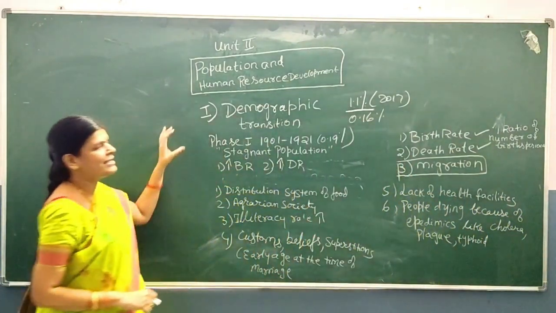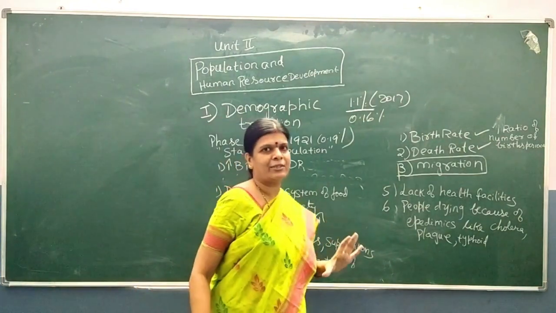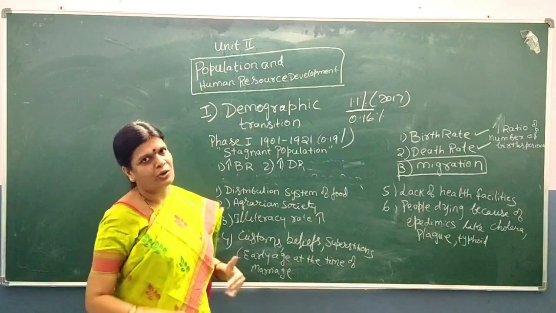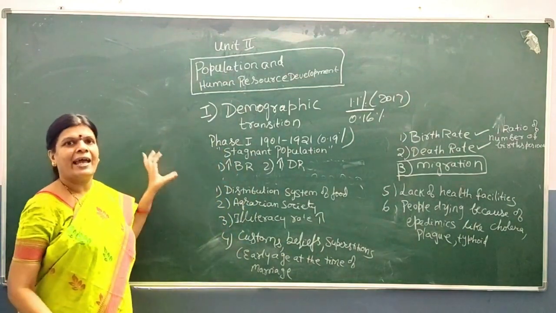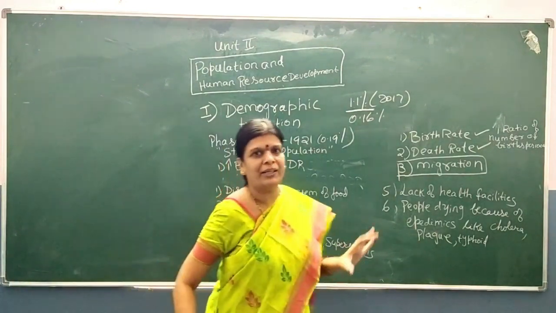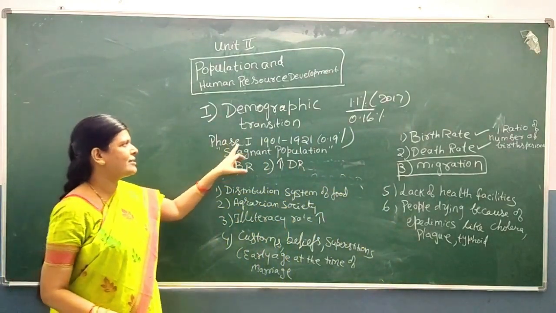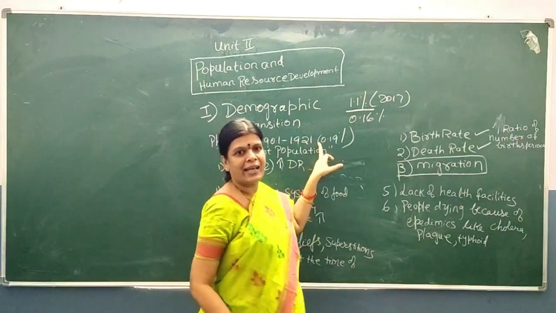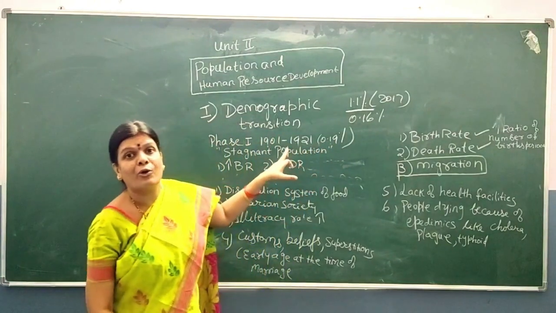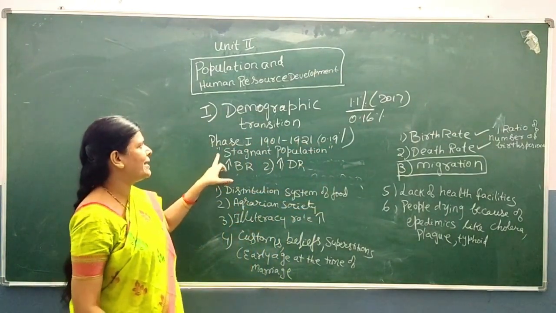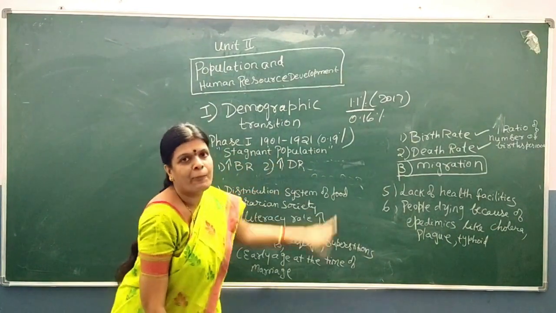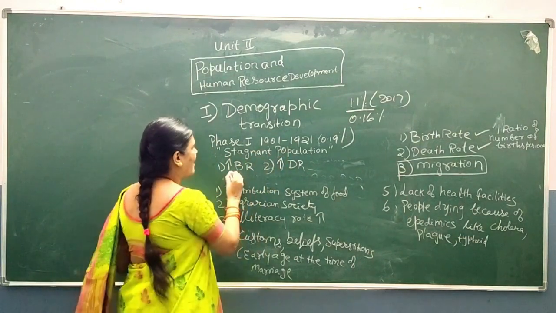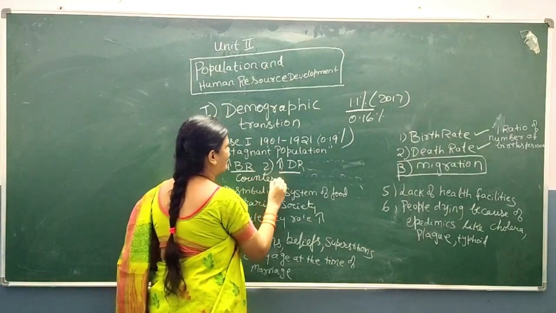The first phase in this demographic transition, as I said, students, in the textbook, is mainly divided into three stages. Here also, I will explain the second and third stages differently, but you follow the textbook phases. At the end of this topic, I have given a document. You see that document and take down the notes. The first phase is from 1901 to 1921, where the increase in growth rate of population is 0.19%. This phase is called the period of stagnant population. What is stagnant population? Birth rates are high, death rates are also high, and birth rates are getting counterbalanced.